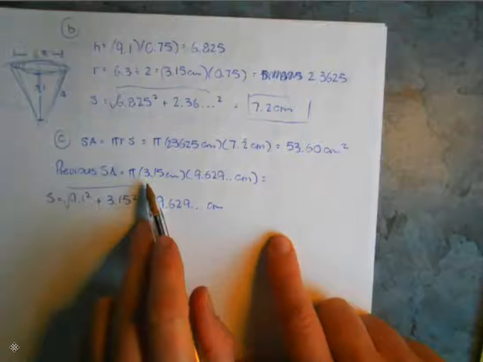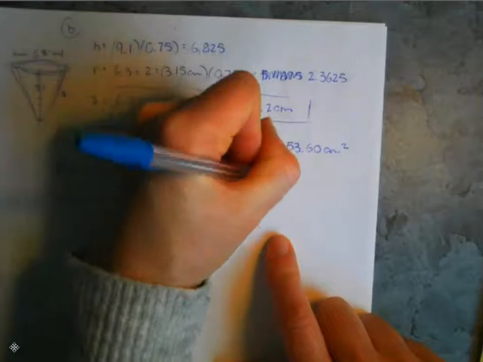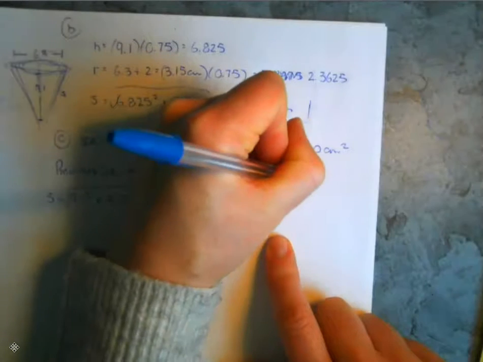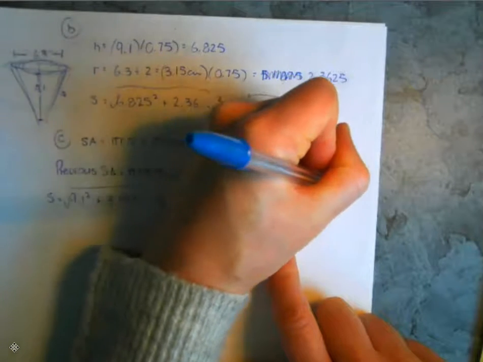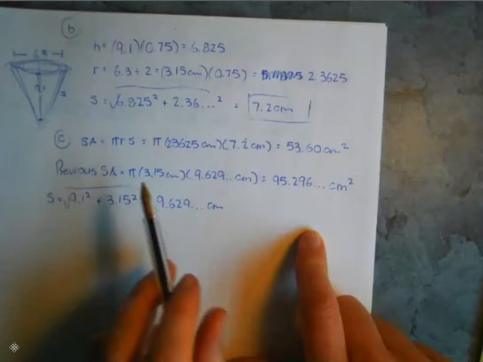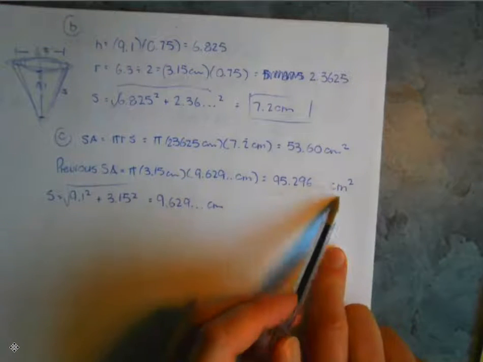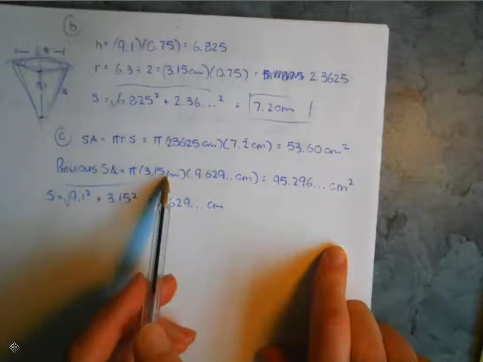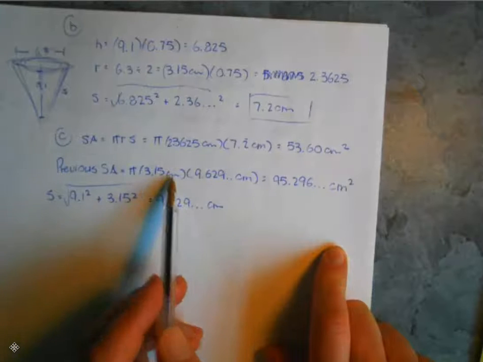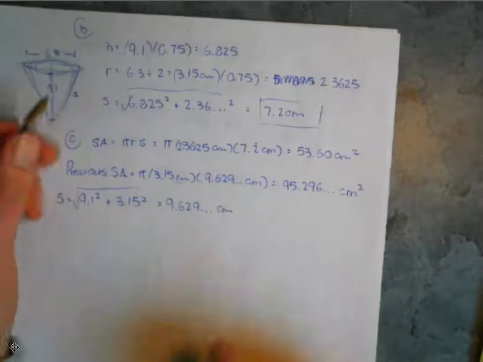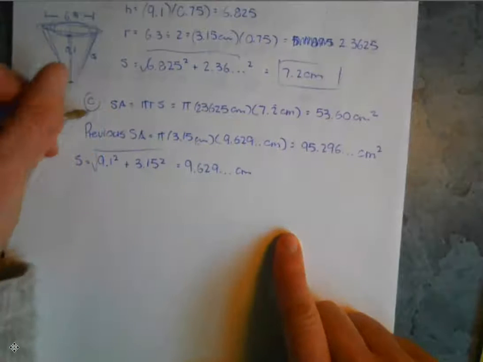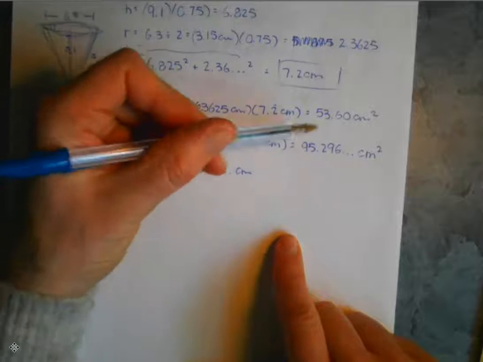And what we end up with there is 95.296, again a longer decimal, centimeters squared. Remember that your units for surface area are always going to be squared, because when we do our math, we're multiplying the units by each other. Okay. And so now to finally answer the question, we have the two different surface areas.